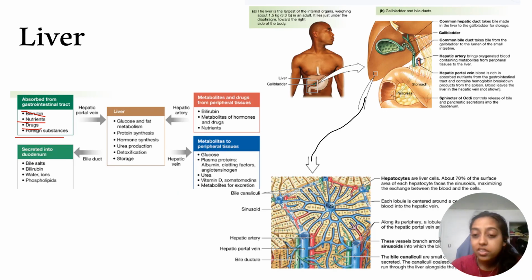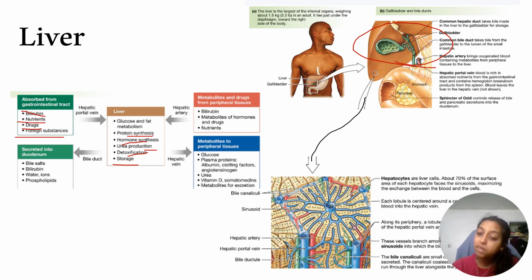And the liver within bile. Now, bile is produced in the liver by the hepatocytes, and it is stored in the gallbladder for further processing whenever it is needed for digestion. And the liver focuses mostly on glucose and fat metabolism, protein synthesis, hormone synthesis, urea production, detoxification, storage.